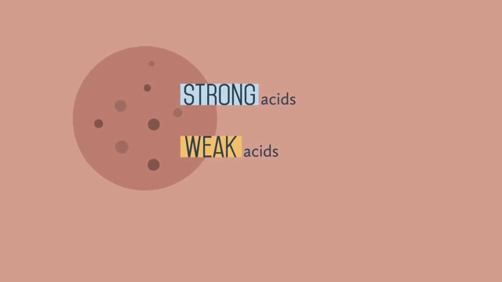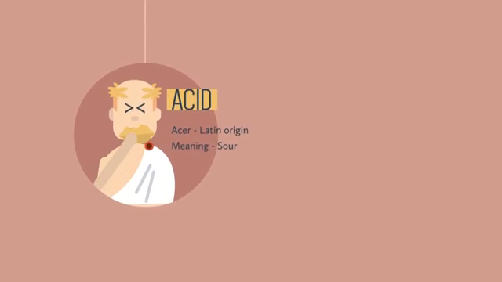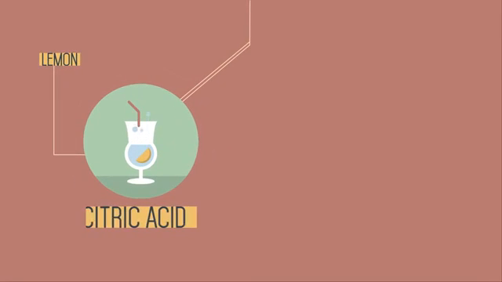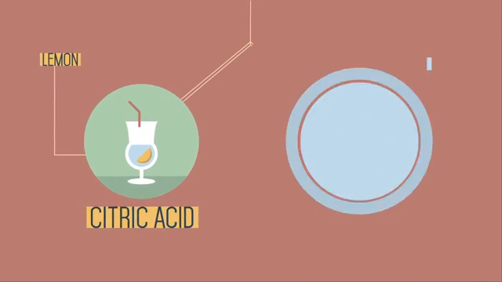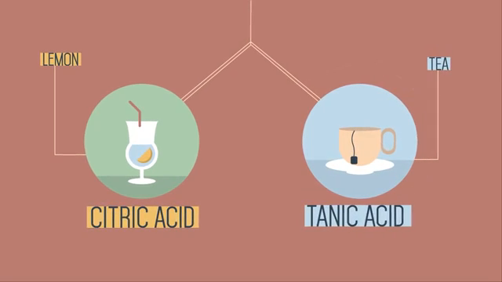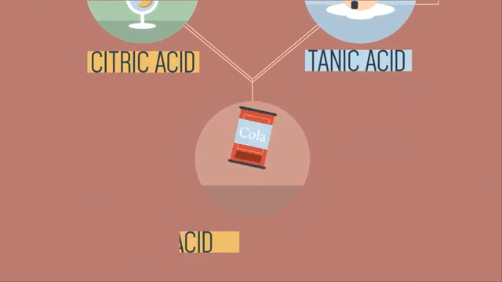In this video, you're going to discover more about strong and weak acids and what makes them this way. The word acid comes from the Latin word acer, meaning sour, and you may have eaten some of them today. Lemons contain citric acid, which makes the flavour of others seem less acidic. Tea contains tannic acid, vinegar ethanoic or acetic acid, and fizzy drinks carbonic acid.